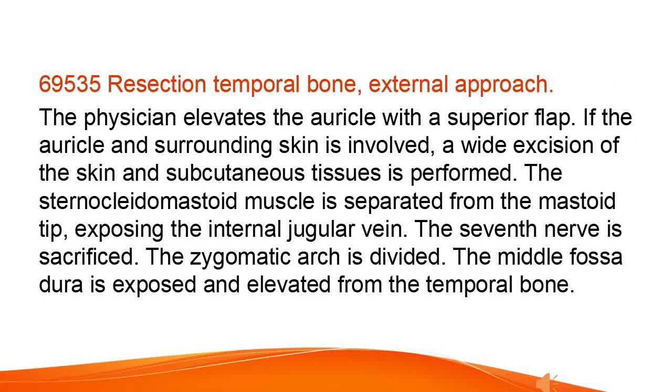Resection temporal bone, external approach. The physician elevates the auricle with a superior flap. If the auricle and surrounding skin is involved, a wide excision of the skin and subcutaneous tissues is performed. The sternocleidomastoid muscle is separated from the mastoid tip, exposing the internal jugular vein. The seventh nerve is sacrificed. The zygomatic arch is divided. The middle fossa dura is exposed and elevated from the temporal bone.